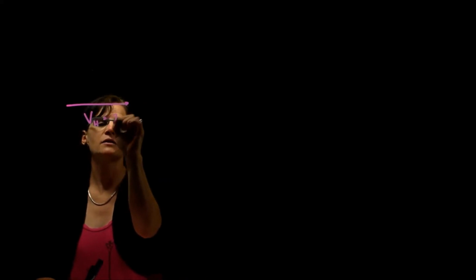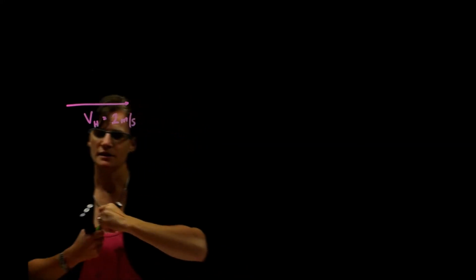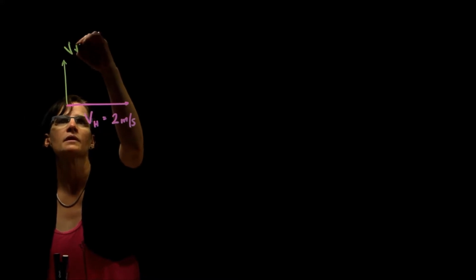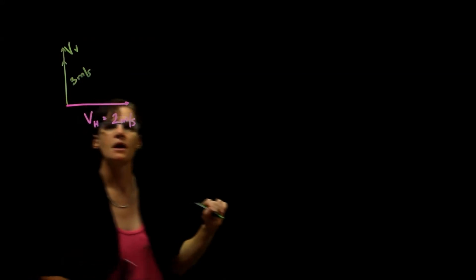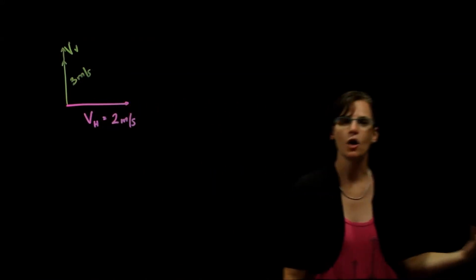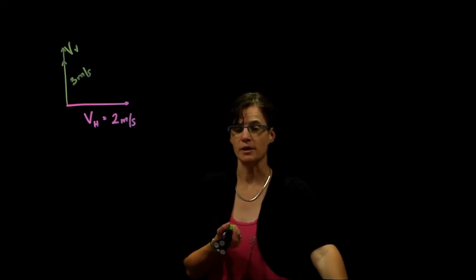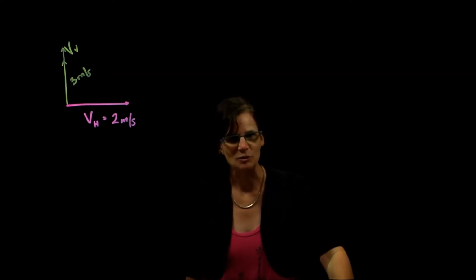So if I know an object has a component velocity in the horizontal direction of 2 meters per second, and I know it also has a velocity in the vertical direction of 3 meters per second, what is the true velocity, the overall velocity of that object? And what direction is it going? Because velocity cares about direction. So if you're asked what the velocity is, it's not just about the size. It's about the size and the direction.